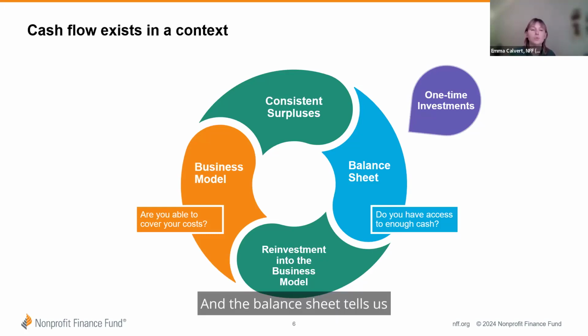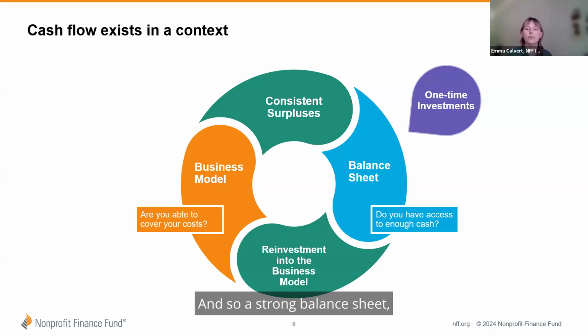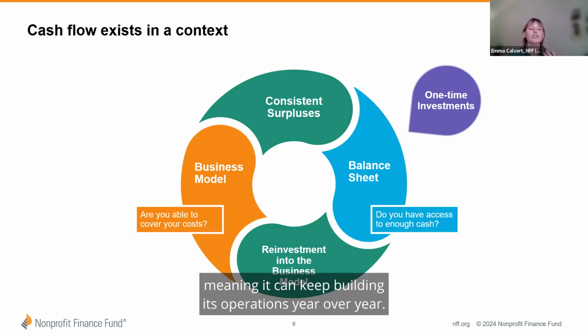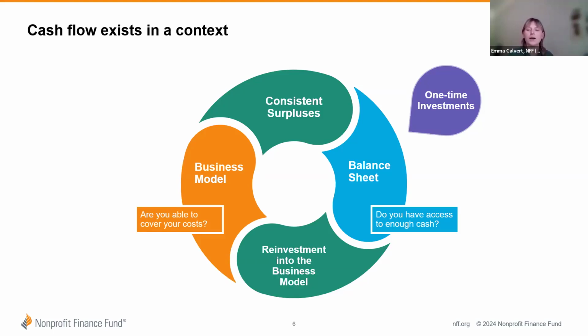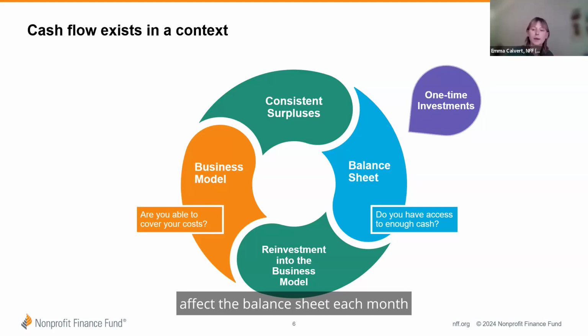And the balance sheet tells us what the organization owns, so its assets, and what it owes, its liabilities. And cash is just one example of an asset. And the balance sheet tells us how much cash we have on hand at that certain point in time. And so a strong balance sheet, one where you own more than you owe, can allow the nonprofit to then reinvest in its business model, meaning it can keep building its operations year over year. And you can see here how cash flow ties into all of this. So the business model operations affect the balance sheet each month because you have new cash balances. And your balance sheet tells you how much cash you have on hand.